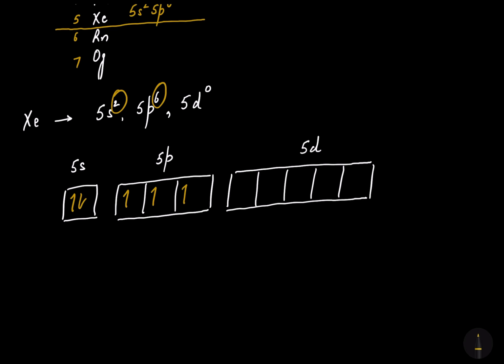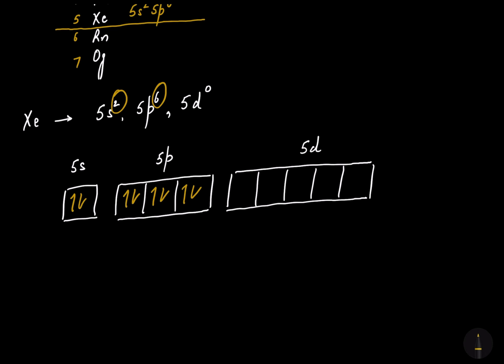Now the pairing will start from the fourth electron with a spin of minus 1 by 2. So we got the fourth electron in the first orbital with a spin of minus 1 by 2, the fifth in the second orbital with a spin of minus 1 by 2, and the sixth electron with a spin of minus 1 by 2. So we got the 6 electrons in 5p and 2 electrons in 5s.